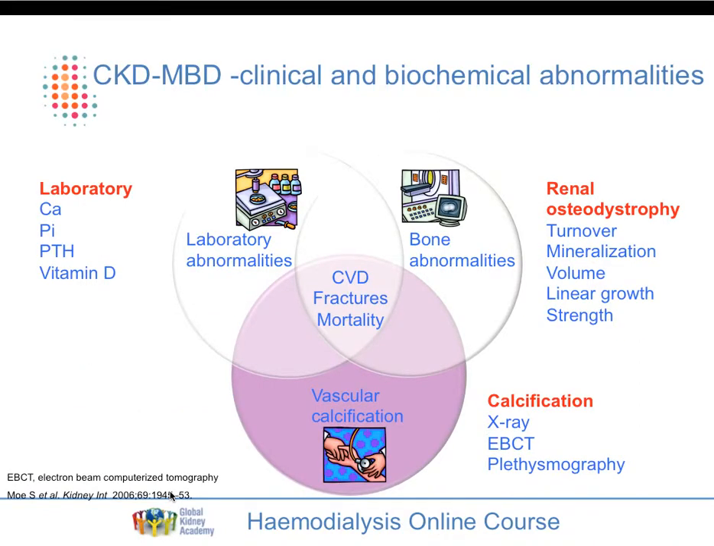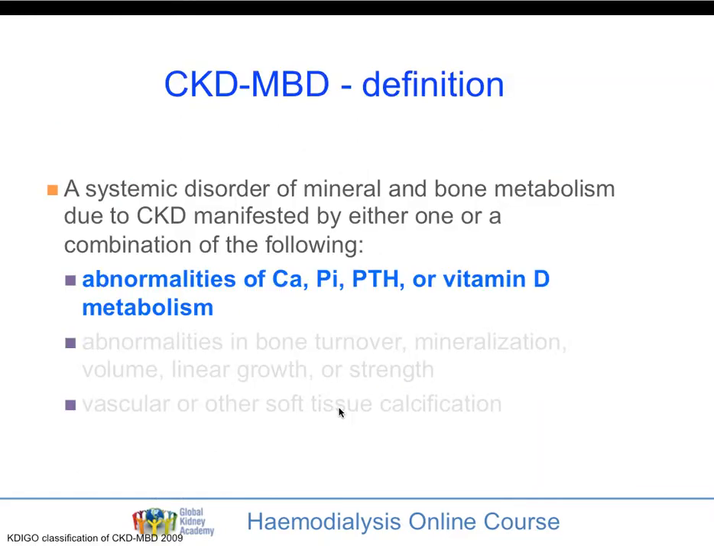So this is just pictorially saying what I've already said, which is that CKD MBD is characterized by a triad of laboratory abnormalities, bone abnormalities, and calcification. And what we talk about is vascular calcification. And the triad of those three different problems leads to the problems we all see in our dialysis patients, which is high risk of cardiovascular disease, high risk of death, and a higher risk of fractures. So let's just talk in a little bit more detail about each of these different aspects.